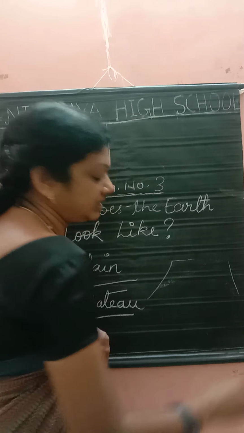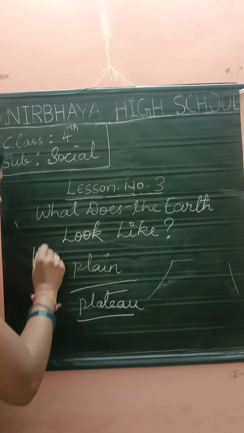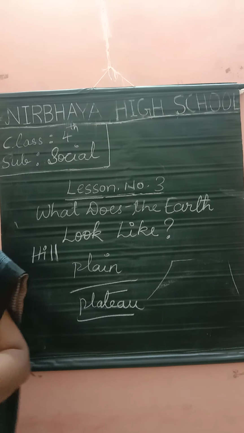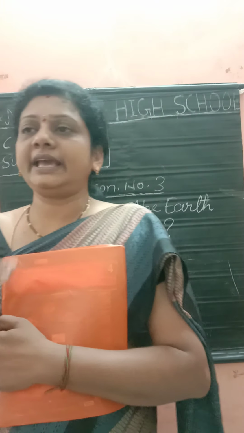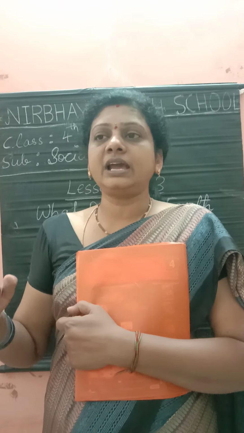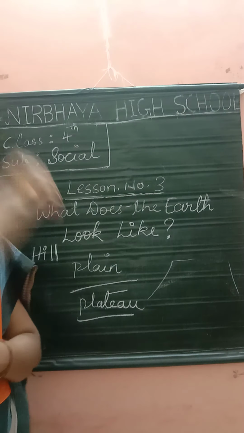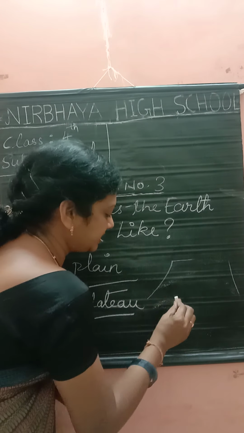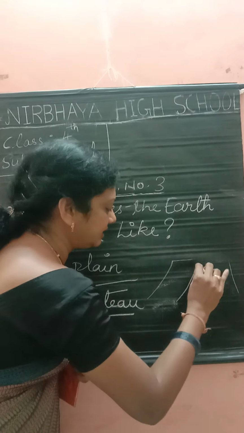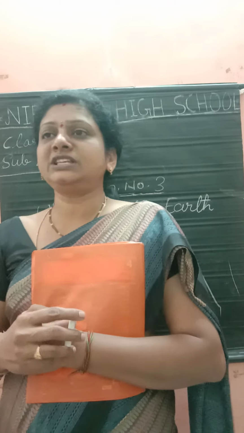The next one is hill. A hill is an area of land which is naturally higher than the surrounding area. For example, this is the surrounding area, and this is the hill. And the next one is mountain.